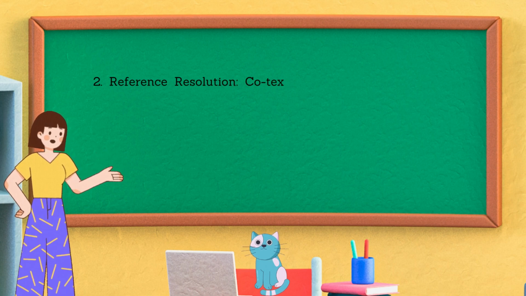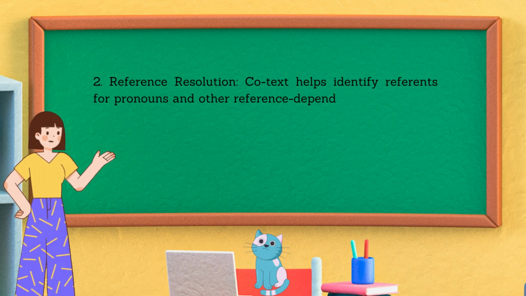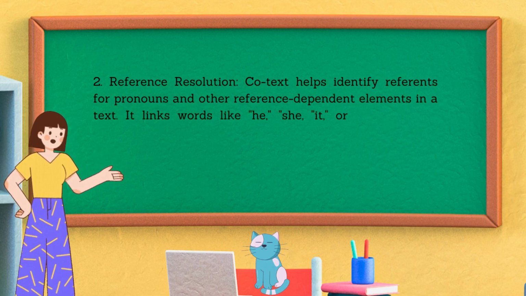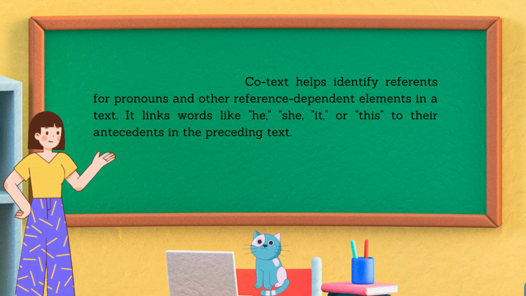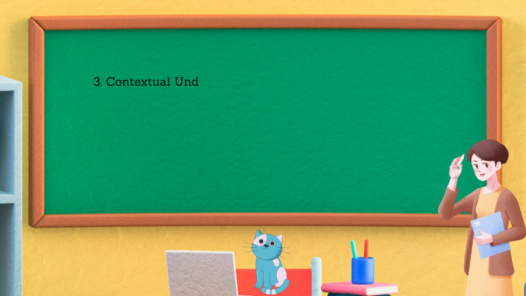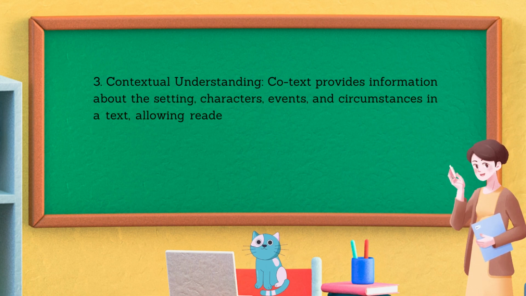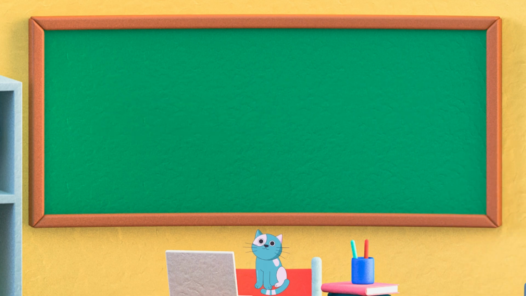Second, reference resolution. Context helps identify reference for pronouns and other reference-dependent elements in a text. It links words like he, she, it, or this to their antecedents in the preceding text. Third, contextual understanding. Context provides information about the settings, characters, events, and the circumstances in the text, allowing readers or listeners to make sense of the overall narrative or discourse.